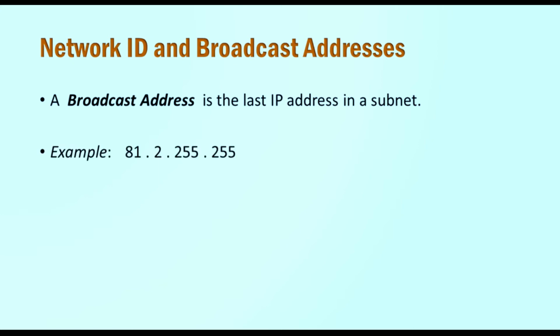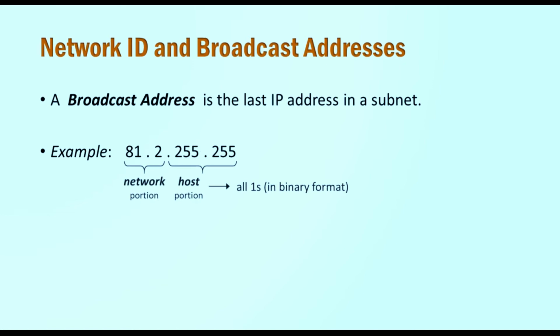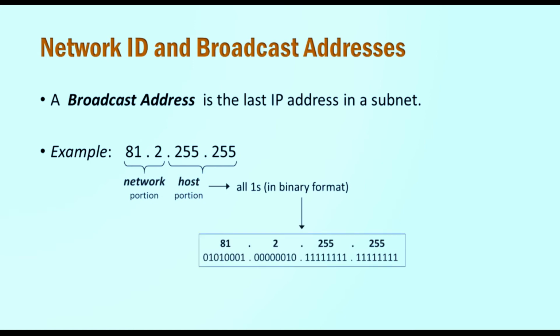Here's an example, 81.2.255.255. So 81.2 is the network portion and 255.255 is our host portion. Hopefully you can notice our host portion this time is filled with ones, and this is what it looks like in binary format. We have 8 ones in the third octet and 8 ones in our fourth octet.